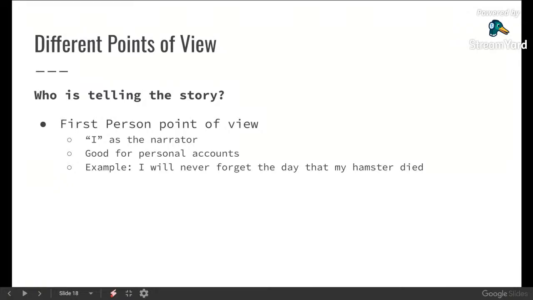So narrative stories are written in different points of view. So you have to think about who is telling the story. So first person point of view, the narrator uses the word I, and it's good for personal accounts, like if you were speaking on something that happened to you or that is a part of your story. For example, I will never forget the day that my hamster died.